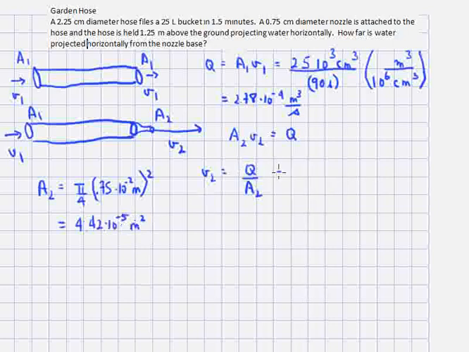So then V2 is equal to 2.78 times 10 to the minus 4 cubic meters per second divided by 4.42 times 10 to the minus 5 square meters. Quick check on dimensions, should be meters per second, and I see that it is: meters squared divided into meters cubed gives me meters, and so that computes out to be 6.29 meters per second.